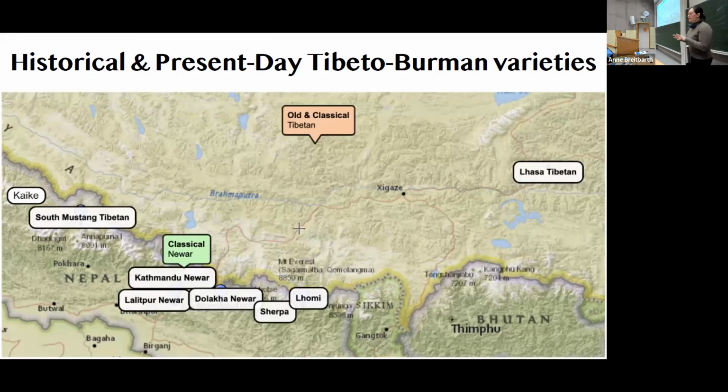So why do we look at these varieties? Well, because we know there was a lot of trade in the Kathmandu Valley. There was a lot of Newar in contact with Nepali and also Tibetan, standard Tibetan. A lot of Tibetan refugees settled there. But Sherpa and Lomi are more remote, and the same goes for Kaike and South Mustang Tibetan. So one of our hypotheses has to do with how languages change and whether contact has something to do with it or not.